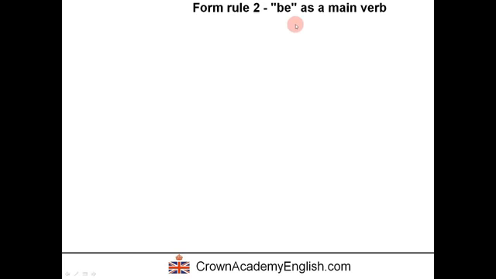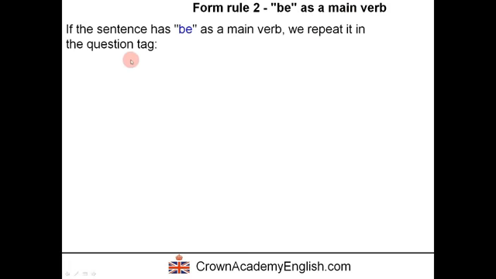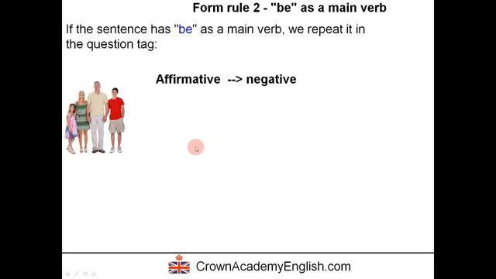Rule 2. Let's look at the verb be as a main verb. Not an auxiliary verb, as a main verb. And again, if the sentence has be as a main verb, then we repeat it in the question tag. Mark is tall, isn't he? So we have the verb be as a main verb, and so we repeat it in the question tag, and we put it in the negative.